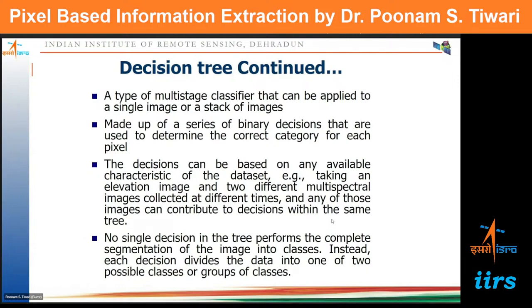No single decision in the tree performs the complete segmentation of the image into classes. So just by having one single question or any one decision, you cannot finalize the class. Small steps are taken and the final classification is done. Instead, each decision divides the data into one of two possible classes or groups of classes.